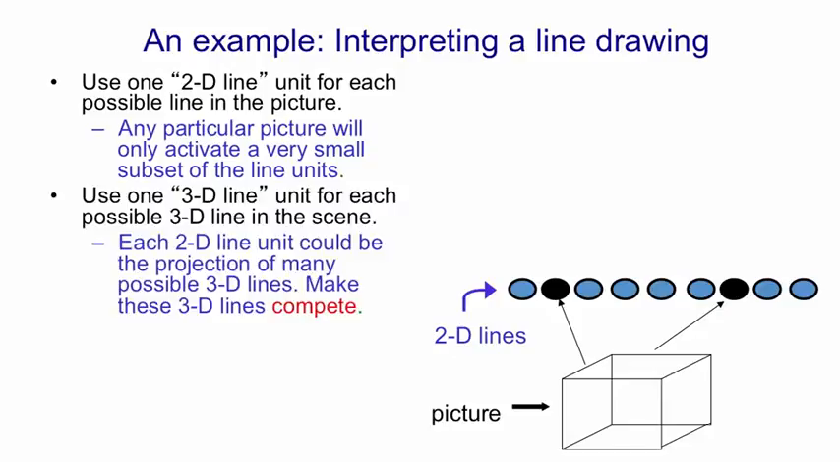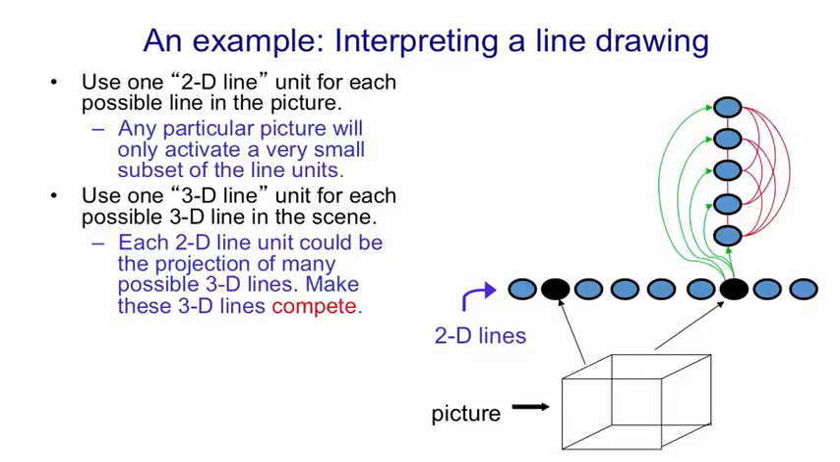Now, what we're going to do is have a whole bunch of 3D line units, one for each possible 3D line or 3D edge. So each of the 2D line units could be the projection of many different possible 3D lines. We therefore need to make the 2D line unit excite all those 3D lines. But we also need to make them all compete with one another, because you can only see one of them at a time.